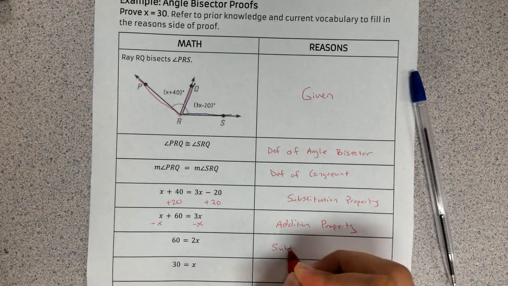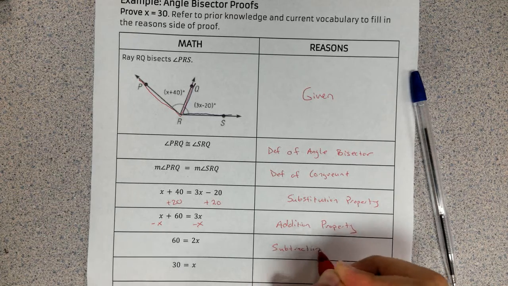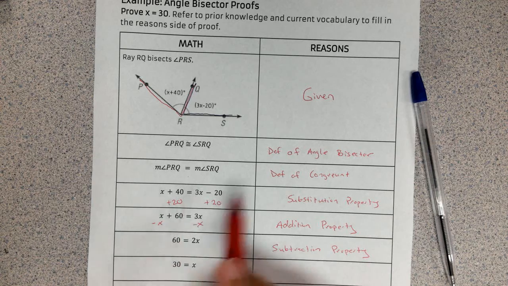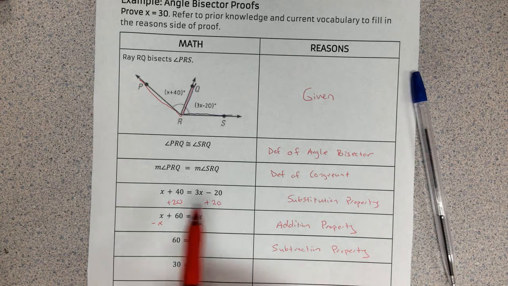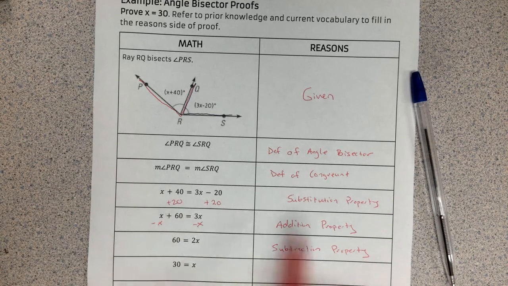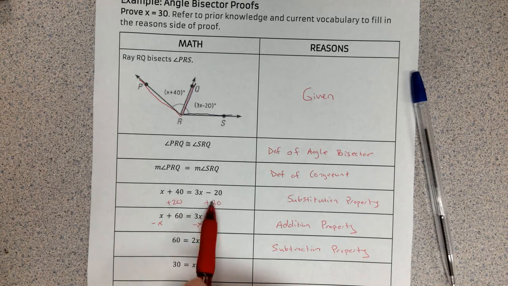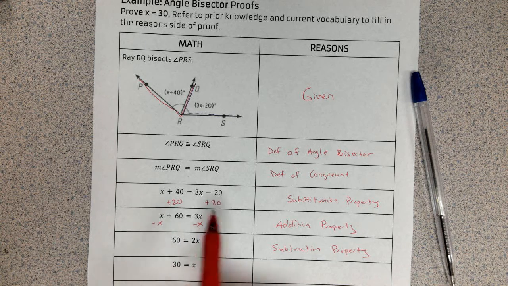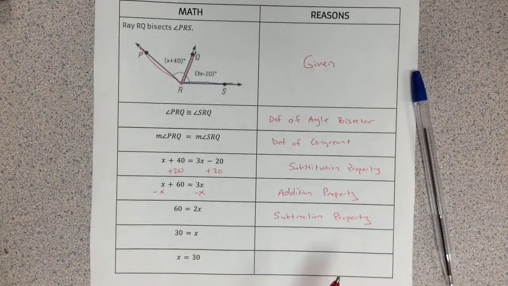the subtraction property. Notice I did not say that any of these were combining like terms. Remember, combining like terms happens on one side of the equal sign. Properties are what we do on both sides of the equal sign. So since I'm adding 20 and subtracting x on both sides, those are properties, not combining like terms.